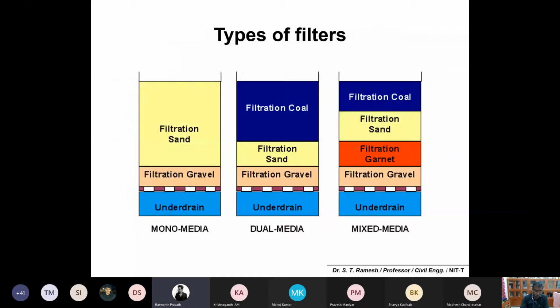Now you can see the different filters: mono media, dual media, and mixed media filter. The gravel we are seeing is a support media for all these three types of filters. With only one particular filtration sand, it is called a mono media filter. Here it is coal and sand, called a dual media filter. Here it is coal, sand, and garnet, which you can call a mixed media filter or triple media filter. Is it okay? Yes, sir. Single or mono, dual, and also mixed media filter.